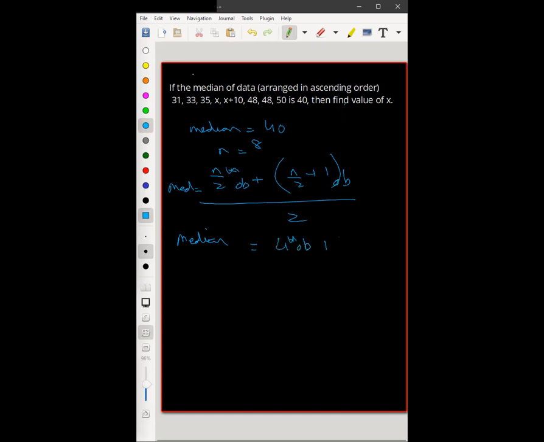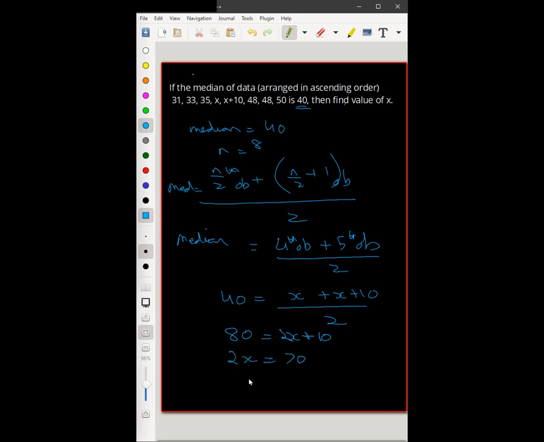Sir, it is x plus the 5th observation, the whole thing divided by 2. Which is the 4th observation over here? Sir, x. And which is the 5th observation? x plus 10, upon 2. And what is the median? Okay, so median is 40. That's given to us here. So 80 is equal to 2x plus 10. Sir, 2x equals 80 minus 10, which is 70. So x equals 70 divided by 2, 35.